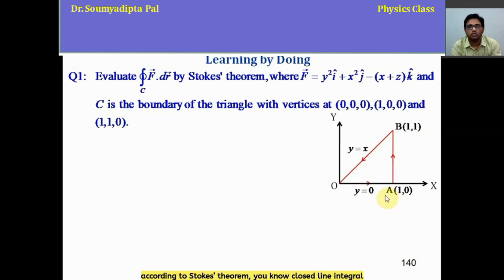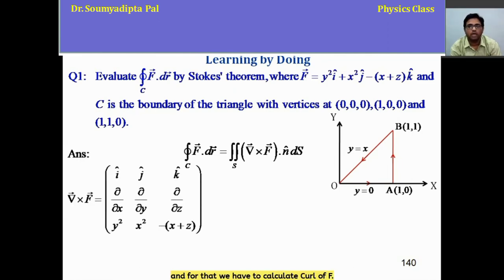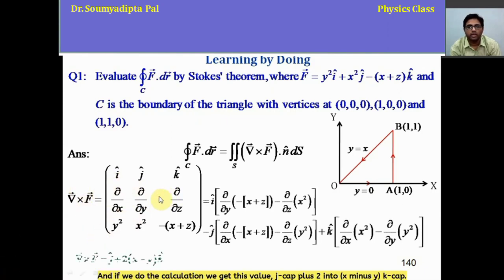Now according to Stokes theorem, the closed line integral ∮ F · dr is equal to the surface integral of curl F. So to find the closed line integral, we can use Stokes theorem, and for that we have to calculate the curl of F. And if we do the calculation, we get this value: j cap plus 2(x minus y) k cap. Now this is a very straightforward calculation. You know how to operate curl on a vector field, right? So in this way, if you do, then you can reach here.